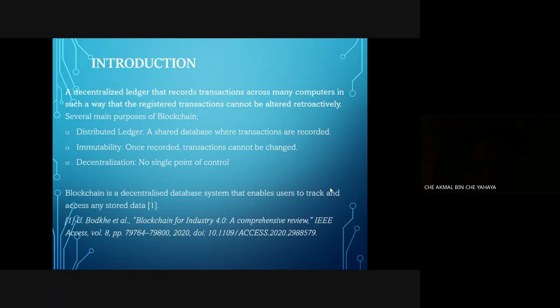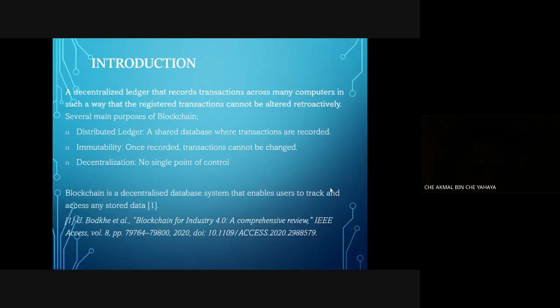So the introduction is about blockchain. Blockchain is a centralized ledger that records transactions across many computers in such a way that they cannot be altered retroactively. It means that it cannot be altered by anything that relates to the data.